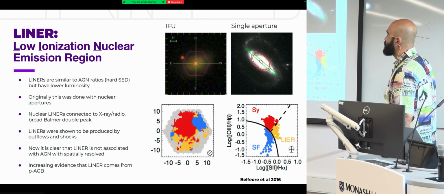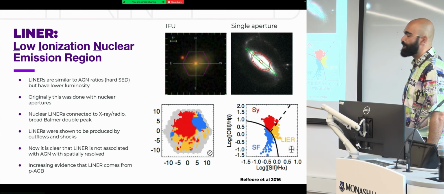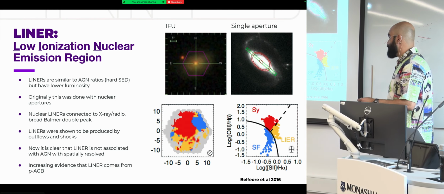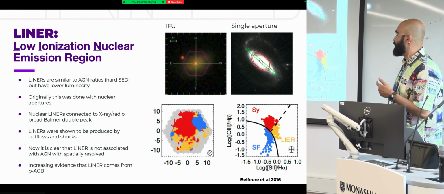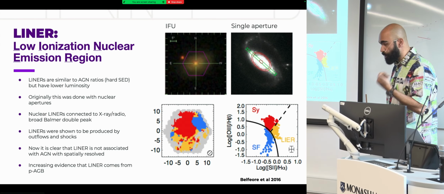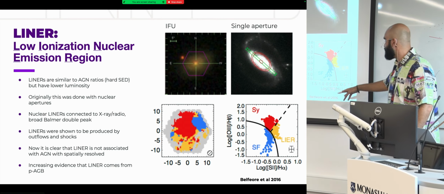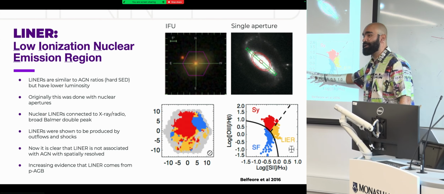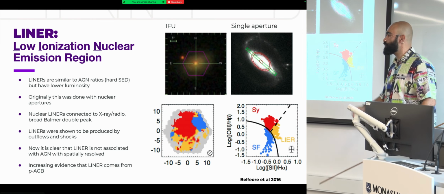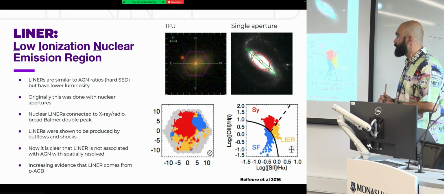LINERs produce line ratios that are typical of hard SEDs, similar to AGN, right? So they occupy the top right corner. But the differences between LINER emission and Seyfert emission is that the luminosity of the LINER sources is lower, and that lower ionization lines within the forbidden lines, like the S2, which is lower ionization than O3, were found to be stronger than the higher ones, right? So these two characteristics of this LINER emission made it a separate group.